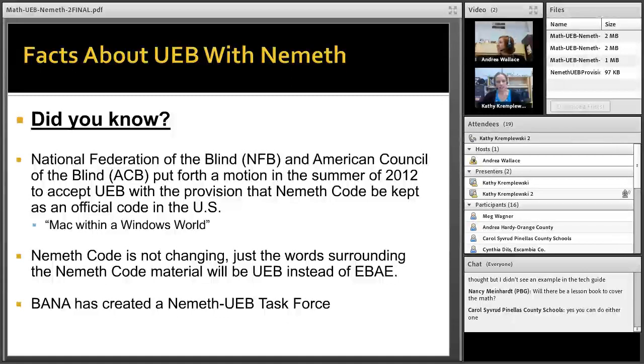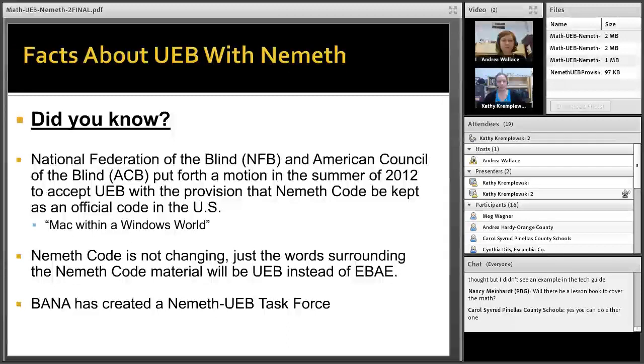Just again, as far as filling in the background, the National Federation of the Blind and the American Council of the Blind were the ones to put forth the motion in summer of 2012 to accept UEB with the provision that Nemeth be kept as an official code in the U.S. It was their proposal that ended up becoming the one that led to us adopting UEB in the U.S. I mention that just as background of how we got here. I'm not saying one's better than the other or which one we should use. We'll delve into those questions in the next webinar.